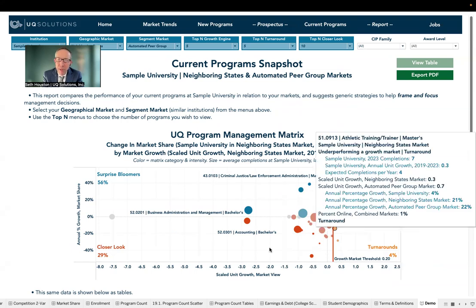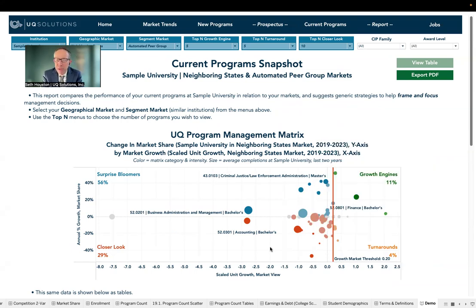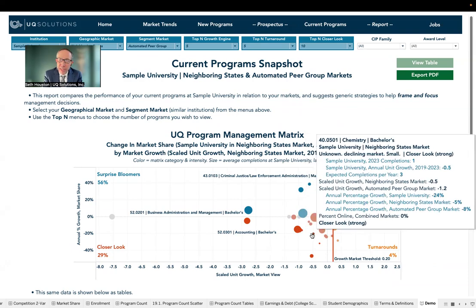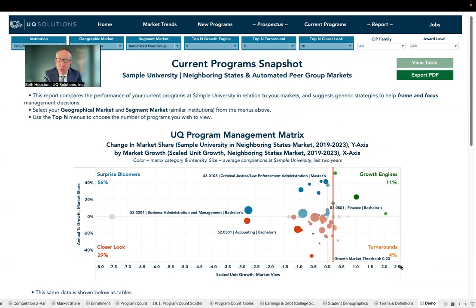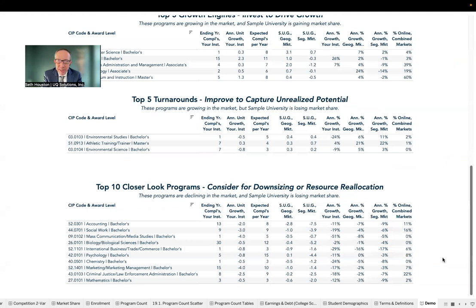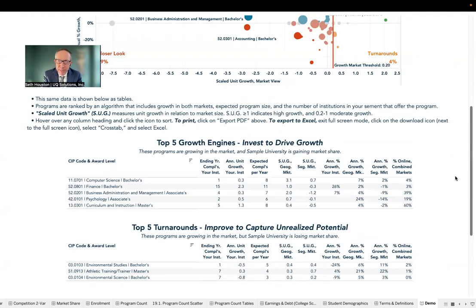And then here we've got the closer looks. These are ones where the program is neutral or declining and your school is losing market share. These might be something to look at more carefully to see if there are any inefficient programs, some programs that are overstaffed, some programs that maybe are too small to be viable at your school anymore. So these closer look programs down here will be some ones you may want to look at more closely for those reasons. Again, we can see the same data in a table below.